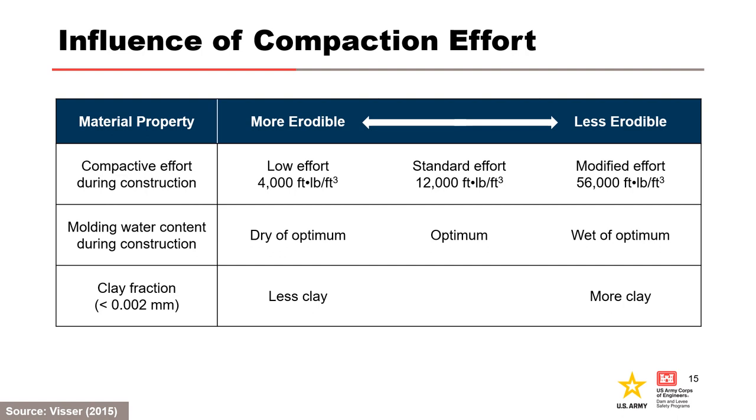Erosion resistance increases with compaction effort, and for soils compacted wet of optimum and with increasing clay fraction. The table on this slide shows the relationship between compaction effort and erosion resistance based on testing at the USDA's Agricultural Research Service. The rate of erosion is higher if compaction occurs dry of optimum, because at compaction dry of optimum, soil can form aggregated particles and/or microcracks, which allow erosion of blocks of soil.